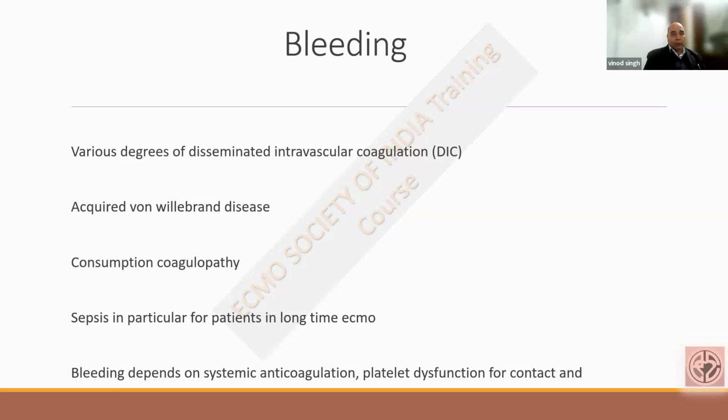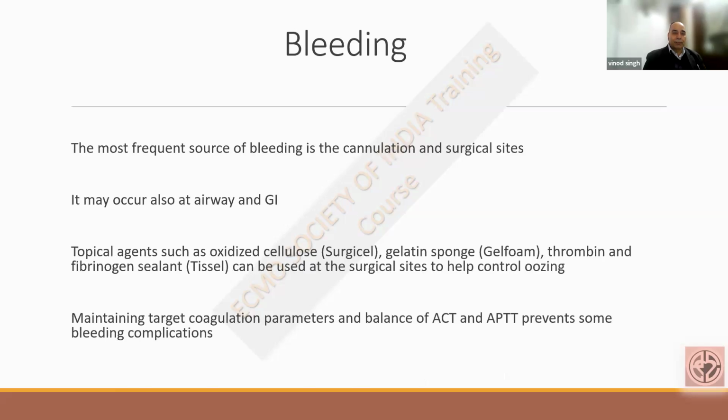So one of the preventive measures is very close monitoring of coagulation parameters. The most frequent source of bleeding is the cannula site or surgical site. In central ECMO, the surgical site is the most common site of bleeding. The cannula site is also. Bleeding can also occur in the lung, in the GI tract, and in the brain. If the bleeding is visible, you can apply topical agents like fibrinogen sealant. At the cannula site, you can apply pressure that can control the bleeding.